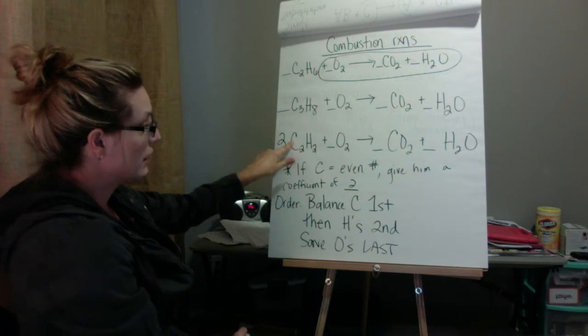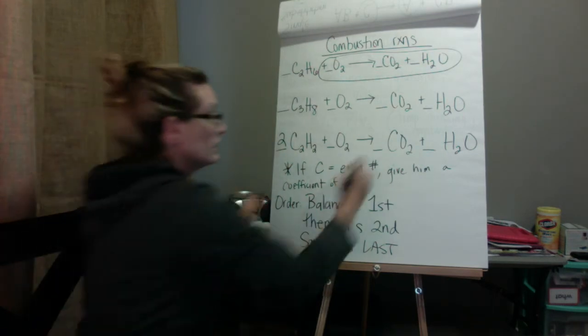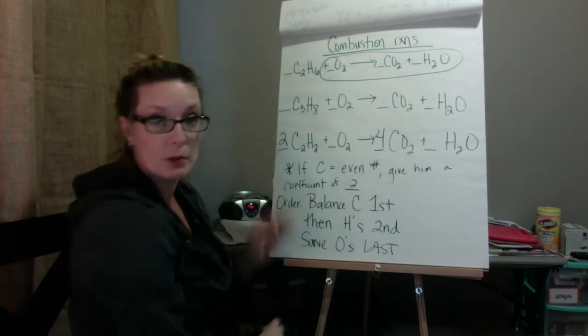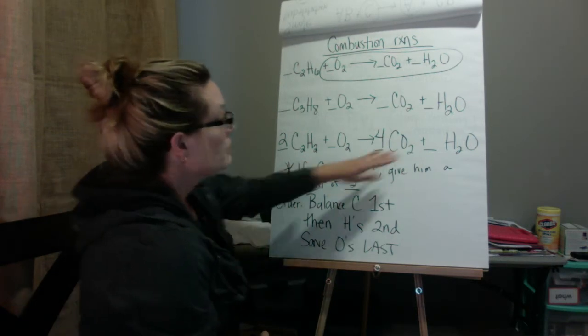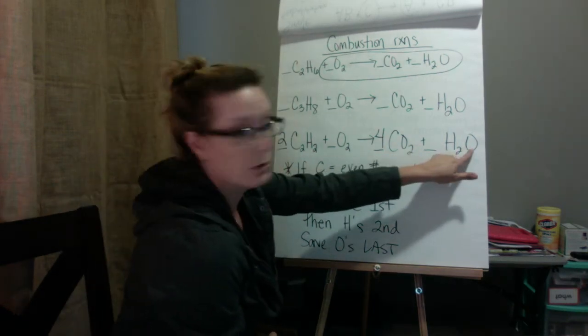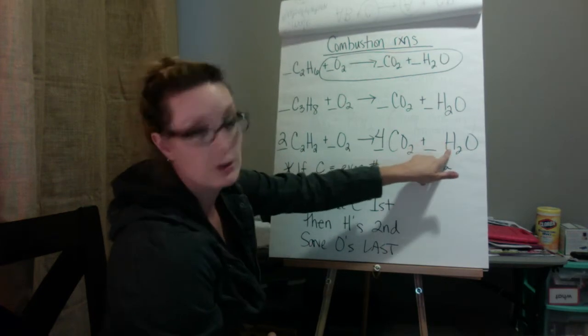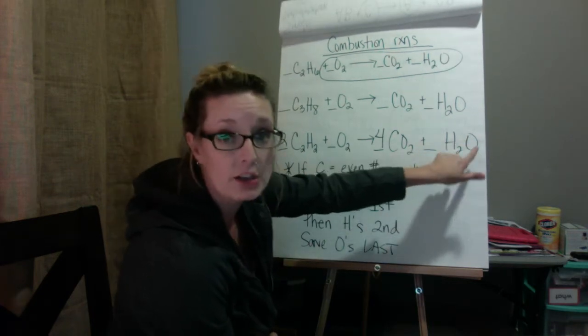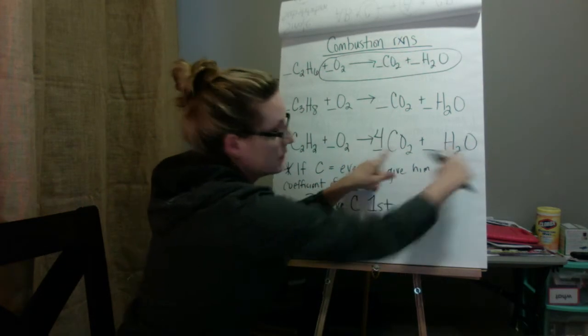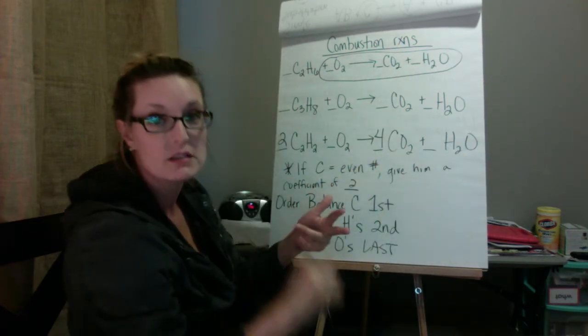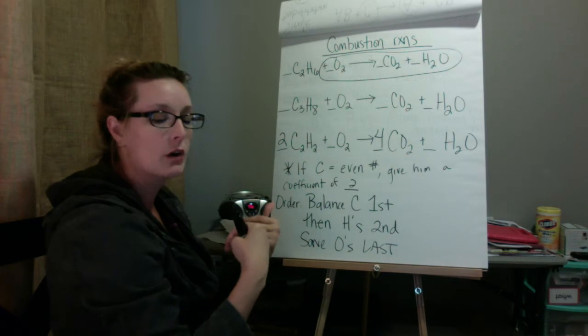2 times 2, I have 4 carbons on the left. I need 4 carbons on the right. My carbons are good. When you balance carbon, you're going to mess up your oxygen. When you balance hydrogen, you're going to mess up your oxygen. So it's a good idea to save oxygen for last because you've got oxygens in 2 different spots. So get your carbons, get your hydrogens, and then we'll tackle oxygen last.